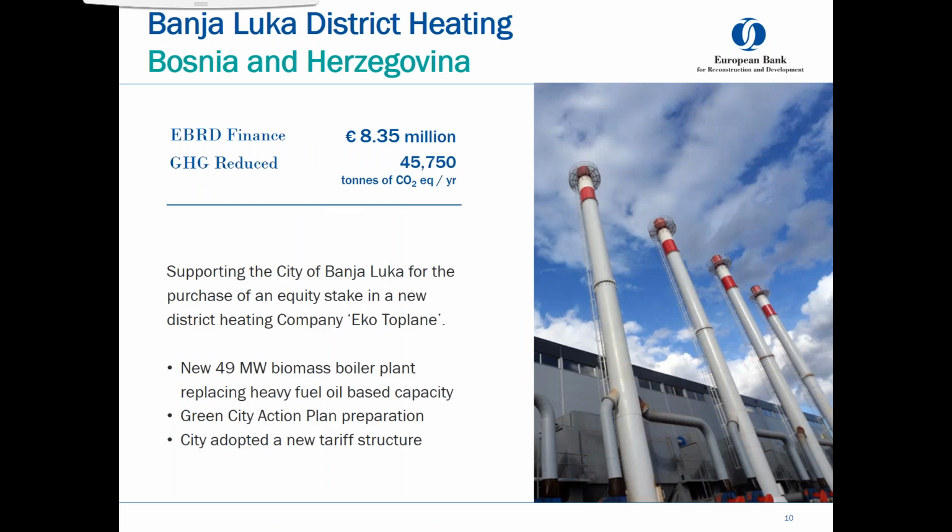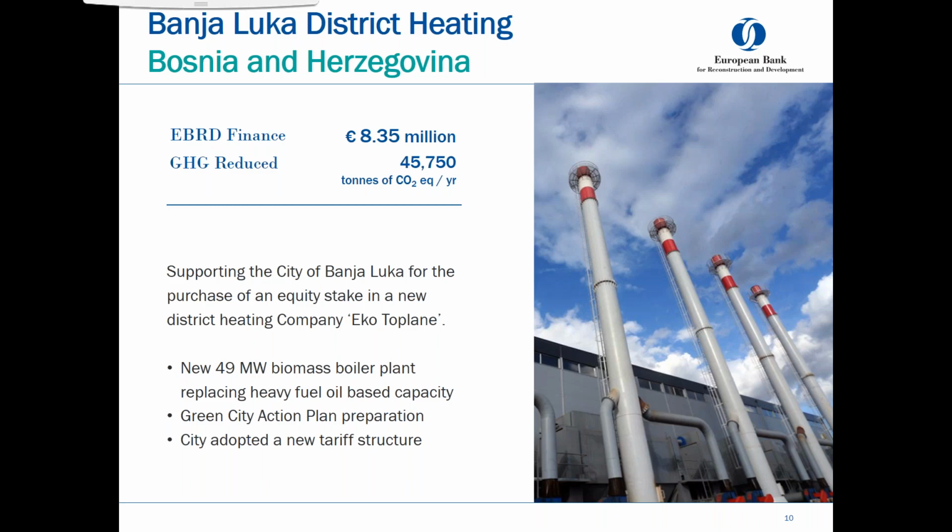So I'd like to take the opportunity presented here to present some examples of some recent projects that we have supported achieve some of the aims I described earlier. A recent project and a renewable one that we worked with was the Banja Luka district heating project in Bosnia. The EBRD lent just over 8 million euro to the city of Banja Luka, which the city used to purchase equity in a new joint venture, new PPP, that was supplying district heating services in the city. The new company constructed a 49 megawatt biomass boiler plant, which replaced capacity that was previously based on heavy fuel oil, also known as mazout, and which contributed quite negatively to the city's air pollution problem.